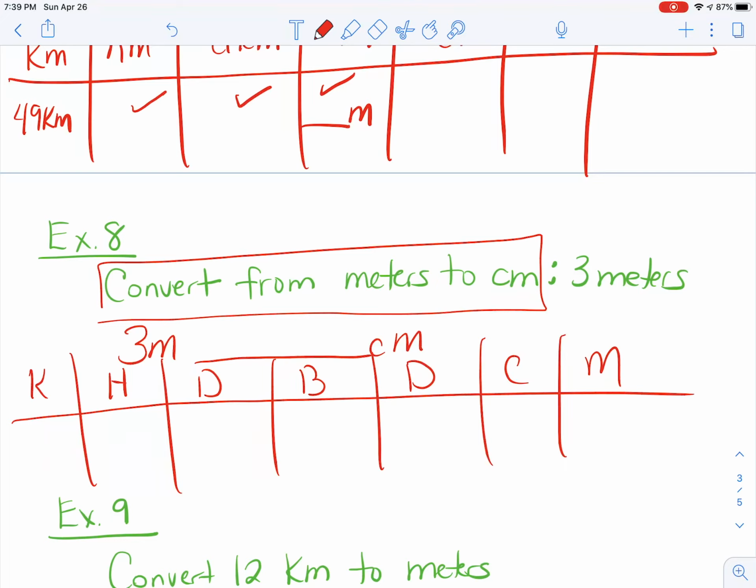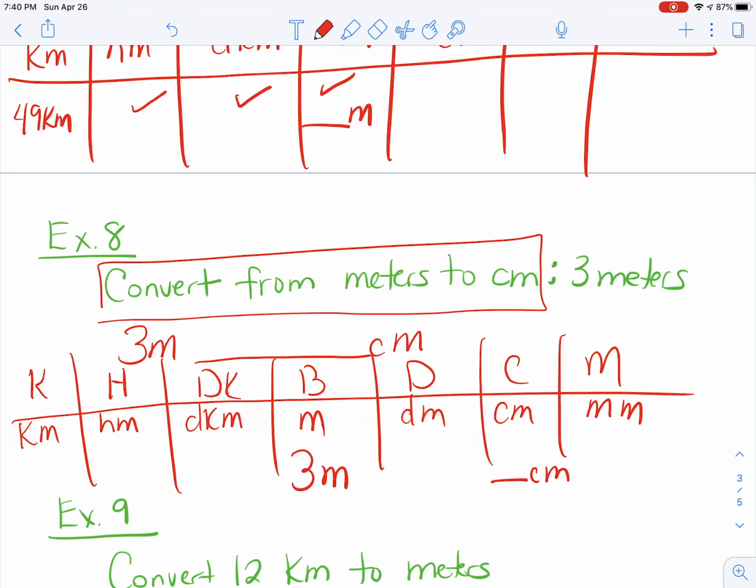This time I'm dealing with meters. So kilometer, hectometer. This should have been a decameter. Base units meter, decimeter, centimeters, millimeters. I'm going from 3 meters to centimeters. 2 places to the right. There's my decimal. 1, 2. My decimal's not there. It's there. I fill in with 2 zeros. So it equals 300.